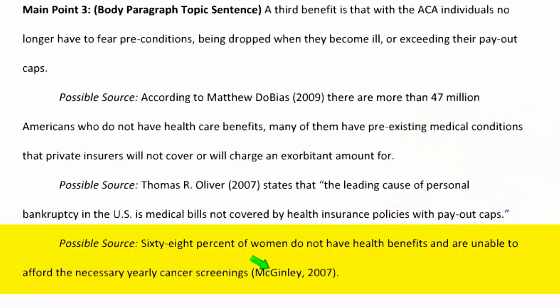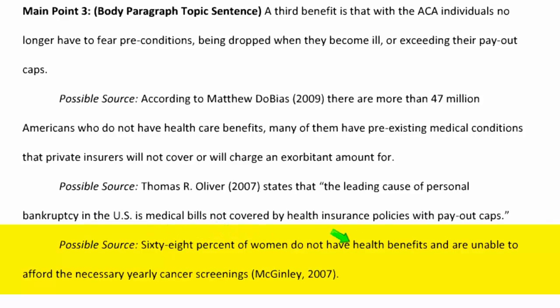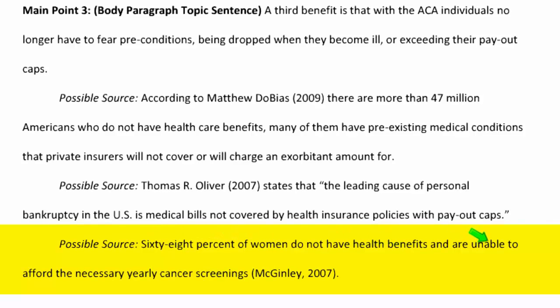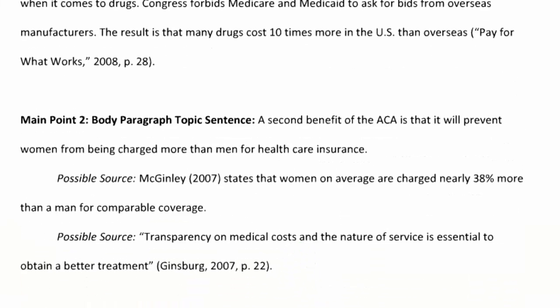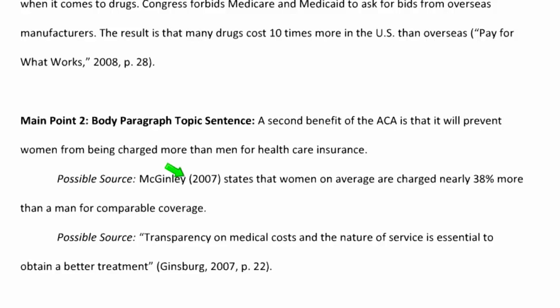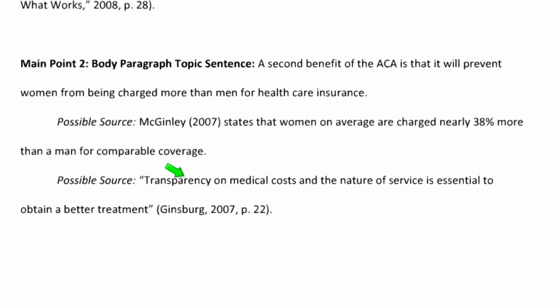Okay, let's look at what use is being made here. 68% of women do not have health benefits and are unable to afford the necessary yearly cancer screenings. McGinley, 2007. And as we said before, we used McGinley up here, main point number 2. So you can use your sources as many times as you want to in any paragraph that you want to.